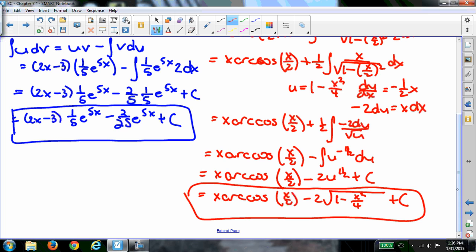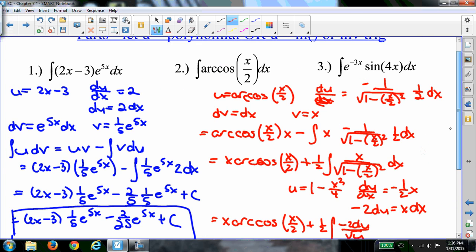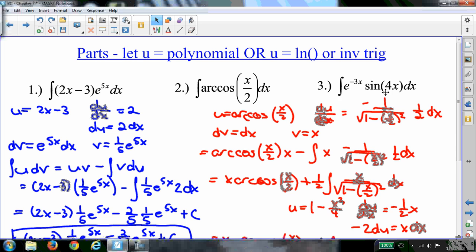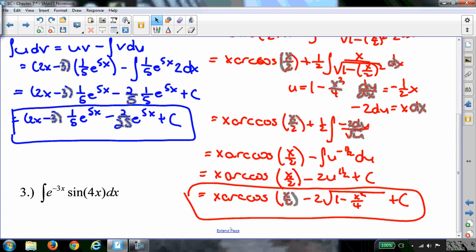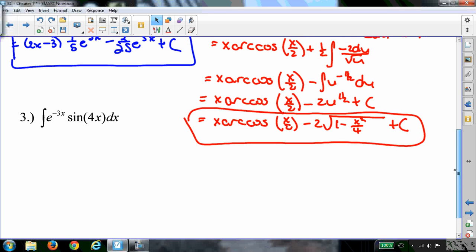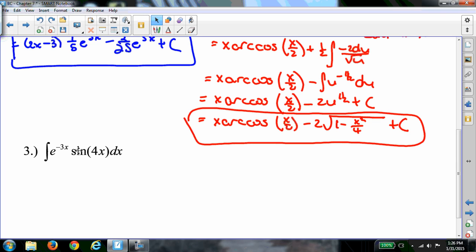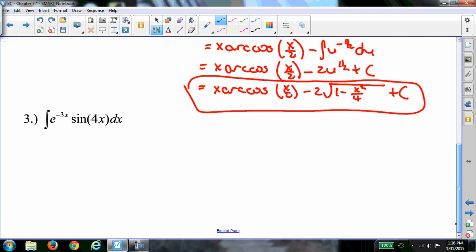The final one I'm going to do here is the one that we saw way up here. I'm going to go ahead and drag it down. And this is the one you can recognize, if you recall from what we did in class, where we do parts twice and you end up with what you start with. And then you add it over to the other side and turn it into an algebra problem. So that's what I'm going to do next. Remember, in these particular problems, it didn't matter what you let u equal or dv as long as you were consistent the second time and didn't undo the derivative that you did the first time around.